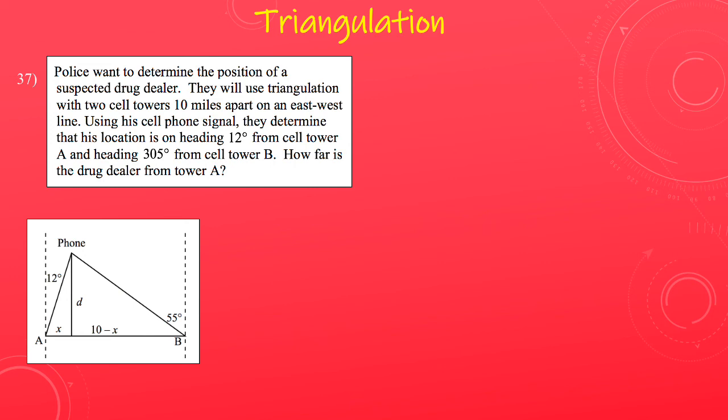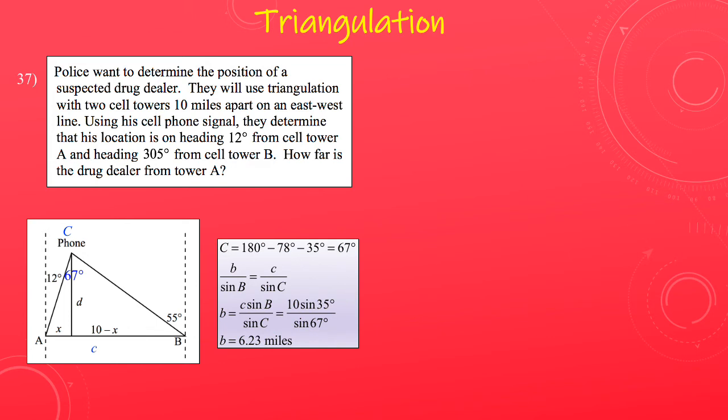We originally drew this picture in this way. We drew the east-west line from A to B, a distance of 10. And from A, the heading was 12 degrees, making the north angle 12 degrees. From B, the heading was 305 degrees, making the north angle 55 degrees. We dropped the perpendicular from the phone down to line segment AB, and we use both right triangles to calculate our answer.